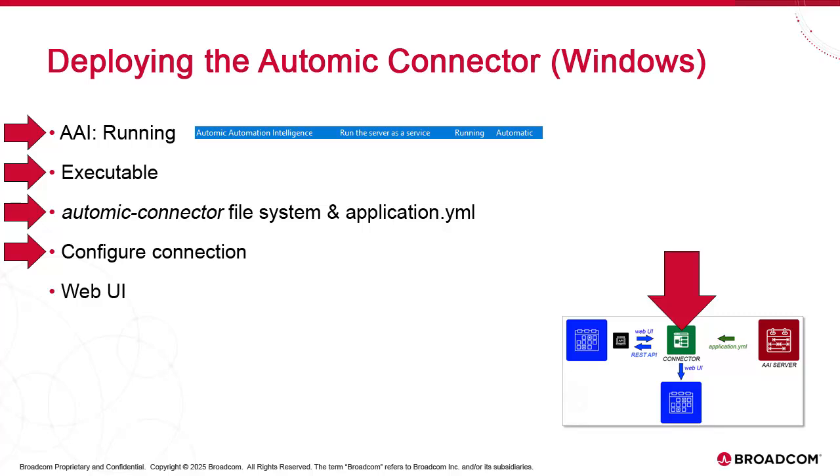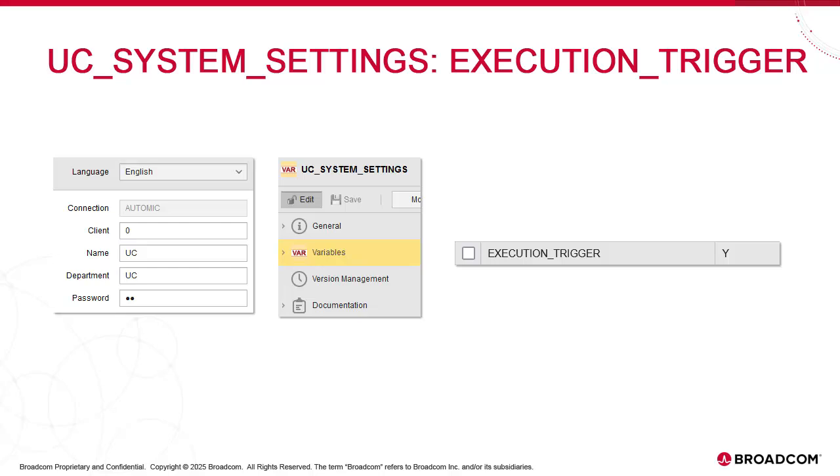We do that next. Connect to the AAI web interface and set up the connection to the scheduler with the Automic system name, the web interface and REST API URLs, the client and client user. Use the log. It's the best way to understand what issues you're having. Before deploying the Automic connector framework, make sure you log into client 0 in Automic and check that the variable execution trigger is enabled in UC system settings.